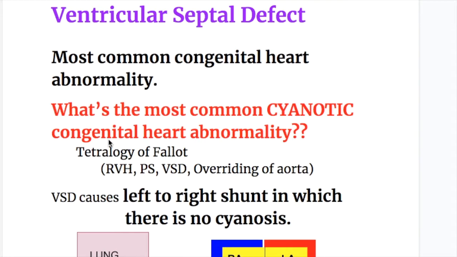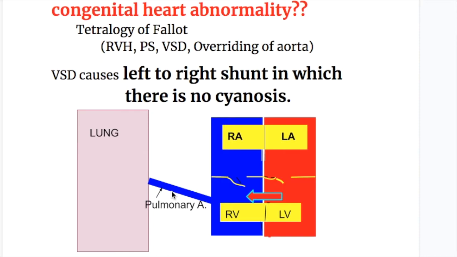And what's the most common cyanotic congenital heart abnormality? Tetralogy of Fallot is the most common cyanotic heart disease, and that includes right ventricular hypertrophy, pulmonary stenosis, ventricular septal defect, and overriding of the aorta.